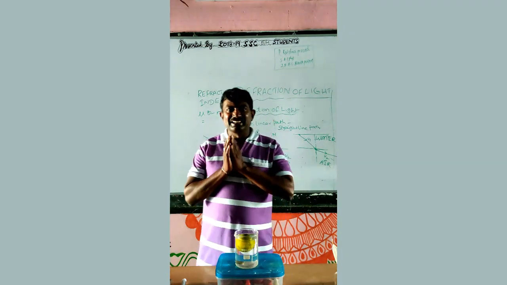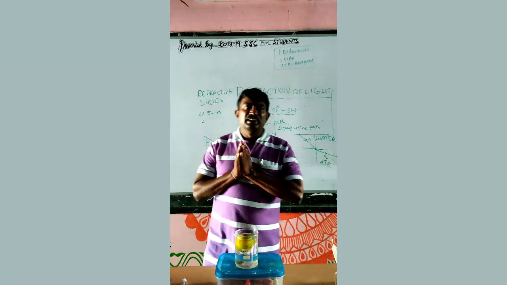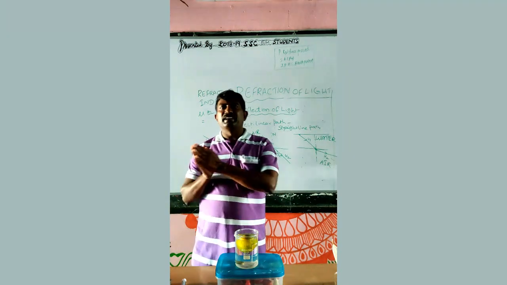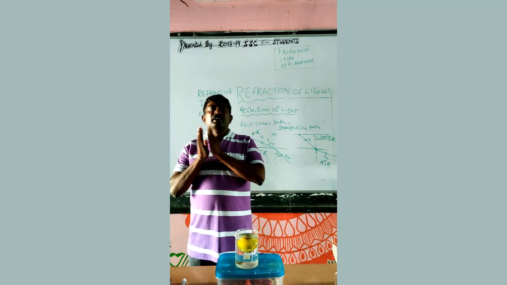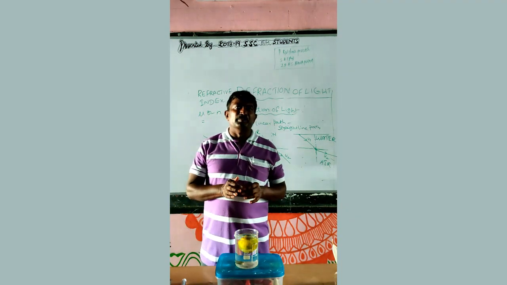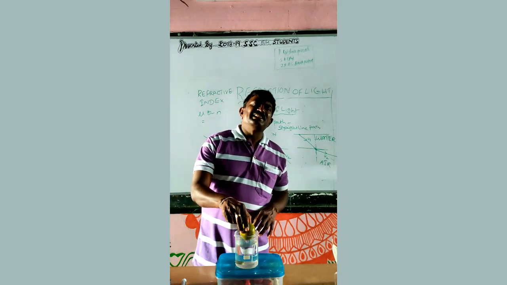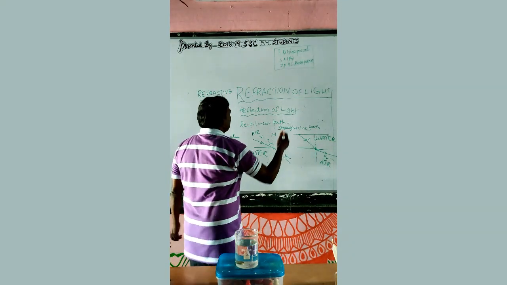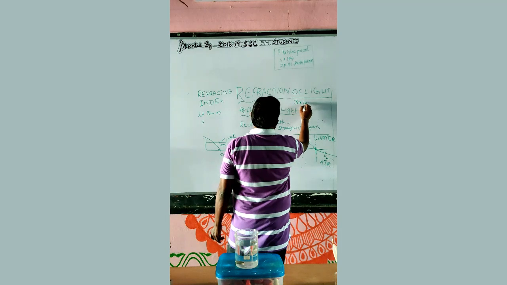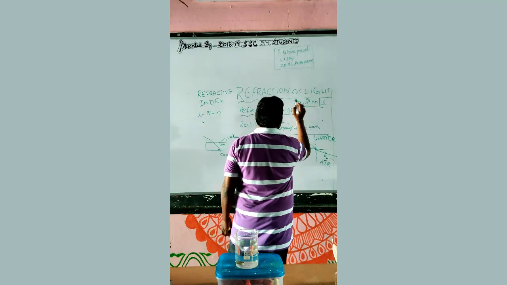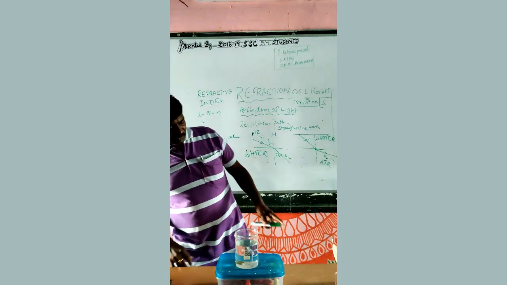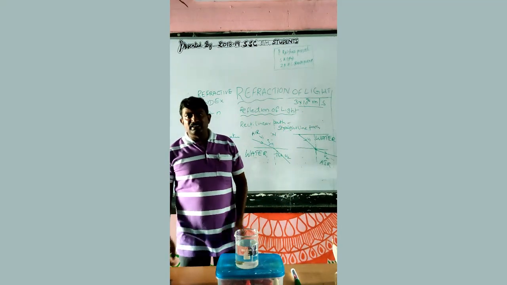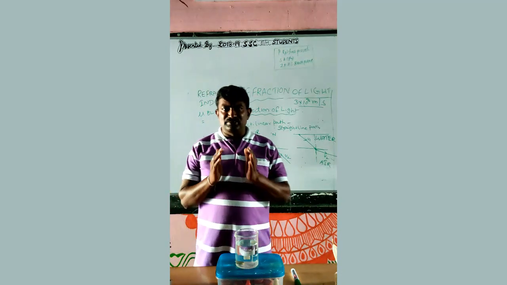Observe carefully, listen carefully. Why? Because whenever the light travels from air to water, from one medium to another medium, it changes its velocity. What is the velocity of the light? 3 × 10^8 meters per second in vacuum or air. But whenever it travels from air to water, its speed, its velocity changes.